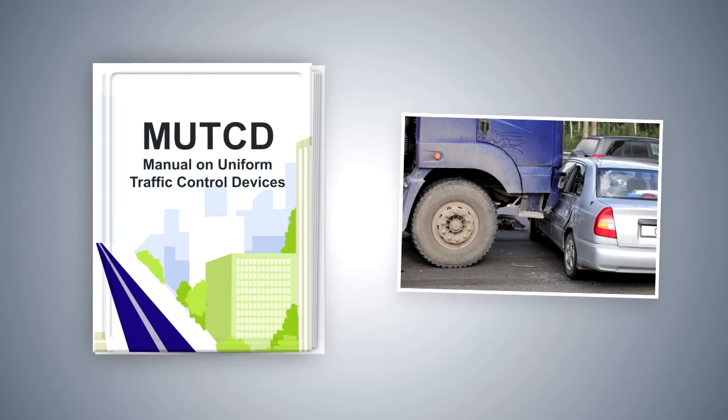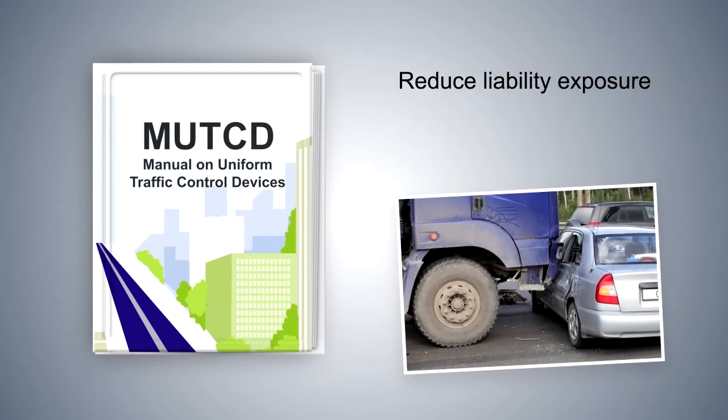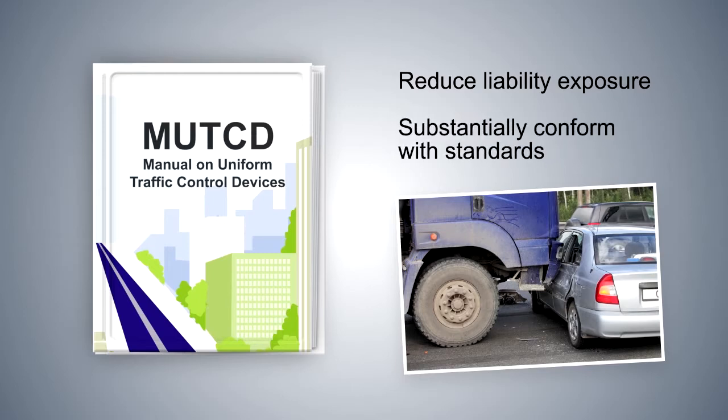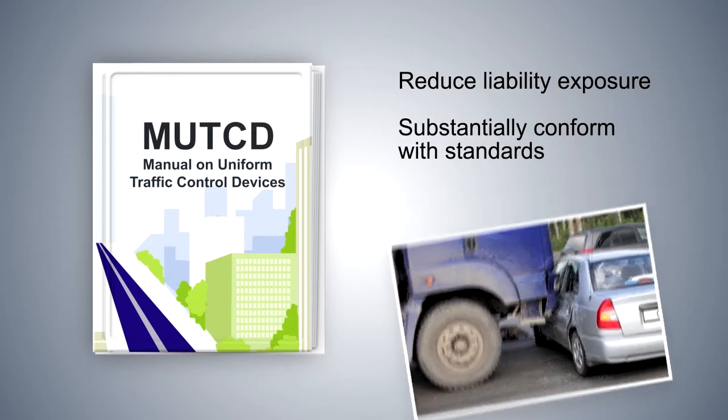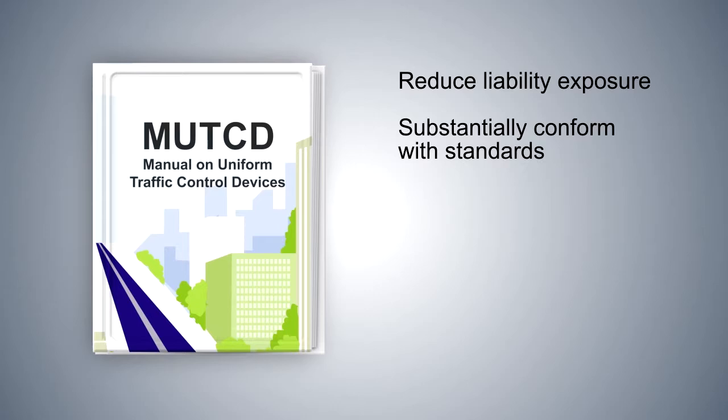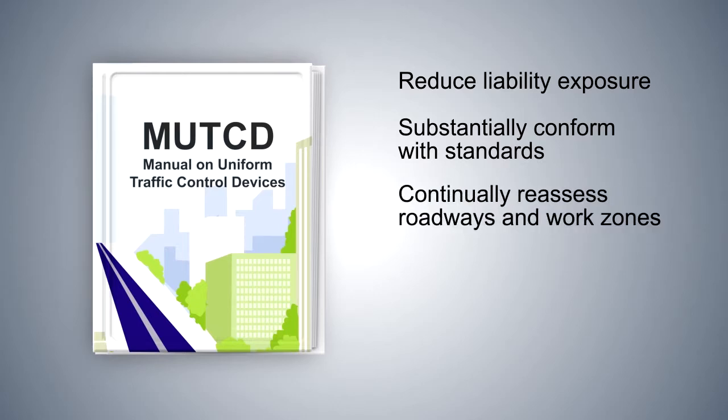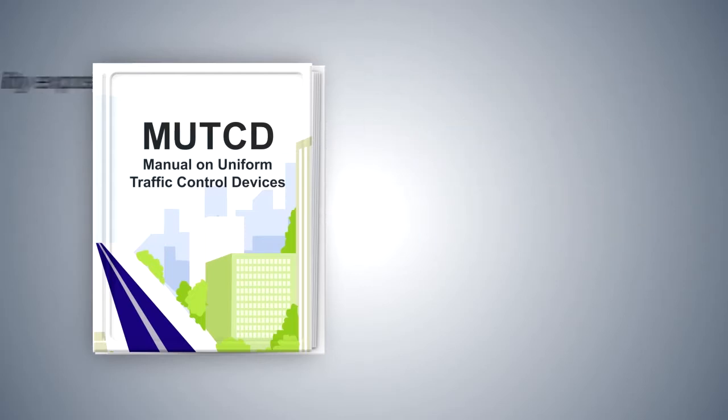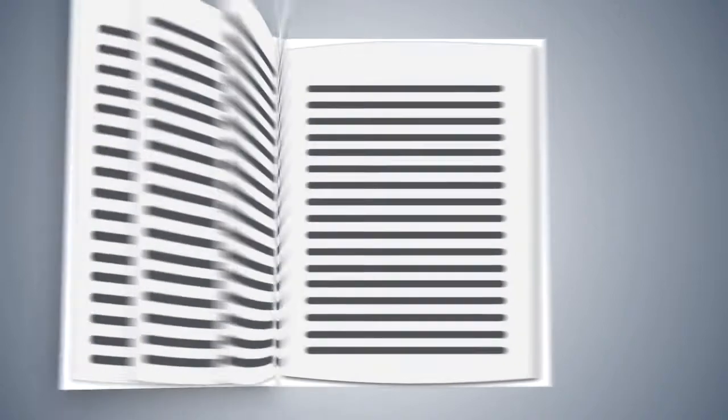Agencies that fail to apply the MUTCD standards risk exposure to litigation. To improve public safety and reduce liability exposure, substantial conformance with MUTCD standards is critical. As traffic volume and roadway conditions change, agencies must continually reassess their roadways and work zones to ensure proper design and placement of traffic control devices.